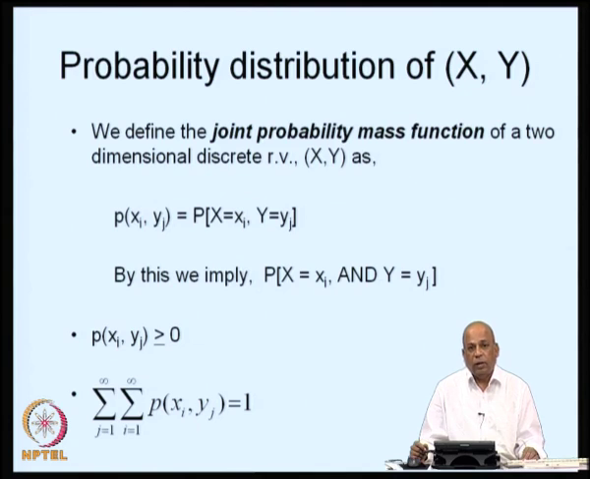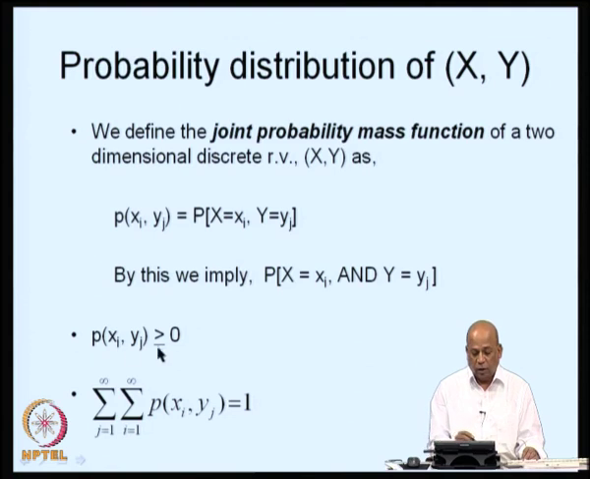Then, analogous to what we did in the single dimension random variables, we first take the discrete random variable and then define the probability mass function. So, in the case of a two dimensional discrete random variable, we call it the joint probability mass function, and we define p(x_i, y_j) as the probability of X equal to x_i, Y equal to y_j. When we are talking about joint distributions in this form, we mean the probability of X taking on a particular value x_i and simultaneously Y taking on a particular value y_j. So, this is what is meant by p(x_i, y_j).